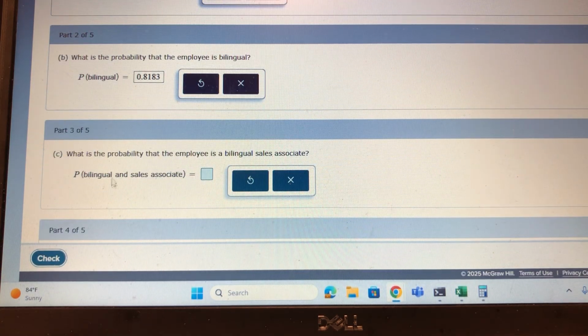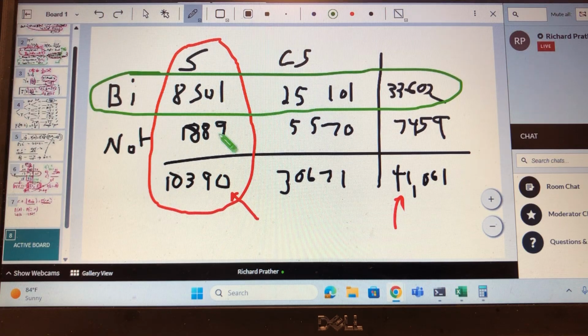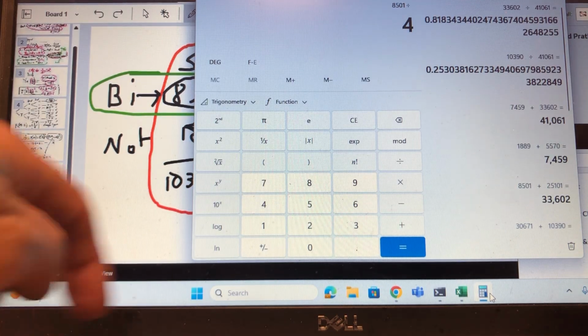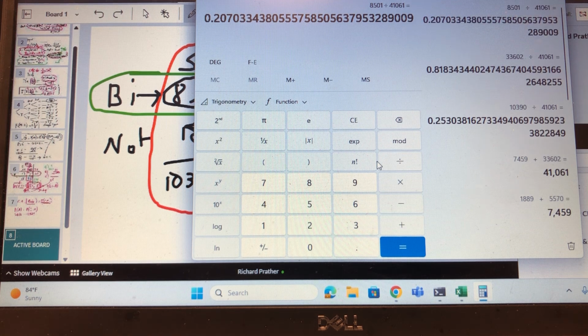So now here comes an and. See, I like these chart problems when they have smaller numbers at least, because you can do all 5 types of probability in the same problem. You don't even really need any formulas either. So see, this is the and. It's where these two crisscross each other in the table. I circled them both already. Where do they crisscross? They're crisscrossing right here. Bilingual and sales associate. These are the people that are both of those. So it's 8501 divided by the grand total. 2070.